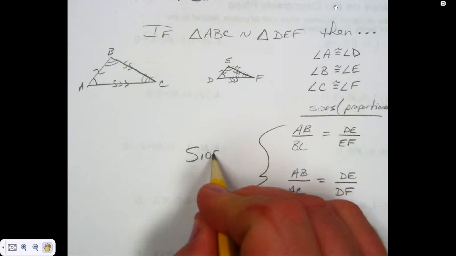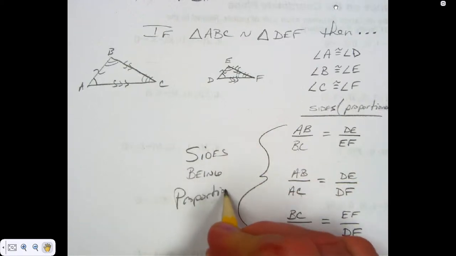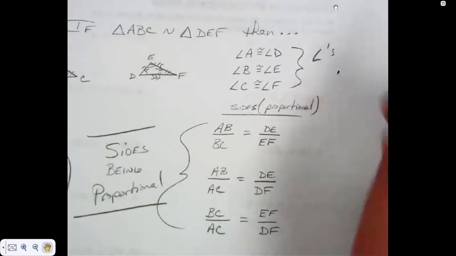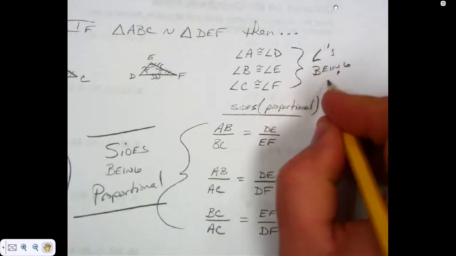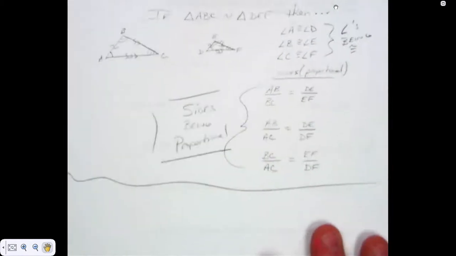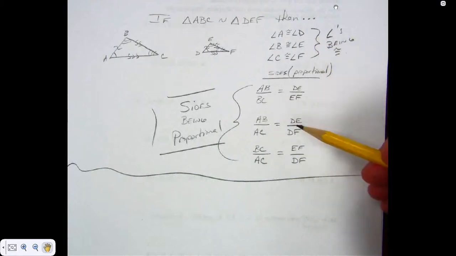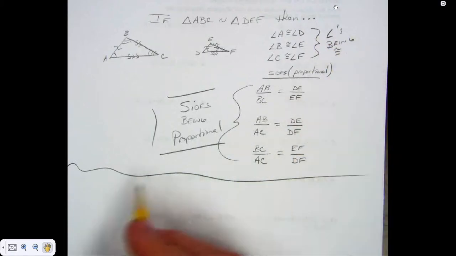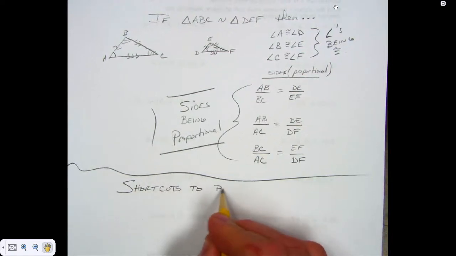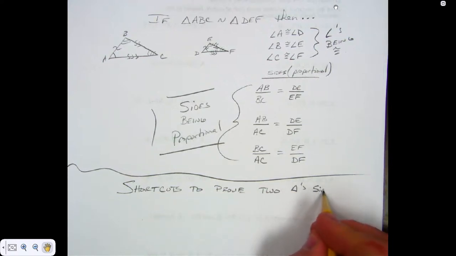Well, this is the sides being what? Proportional. And this is the angles being what? Congruent. The whole reason we went into that big spiel is to realize that we don't have to prove all 6 of these to prove that the two triangles are similar. What we're going to learn is shortcuts to prove two triangles similar.